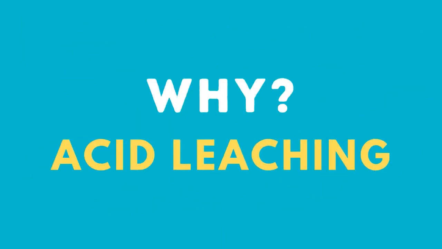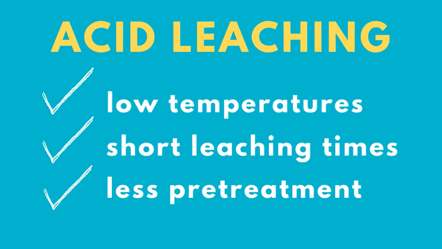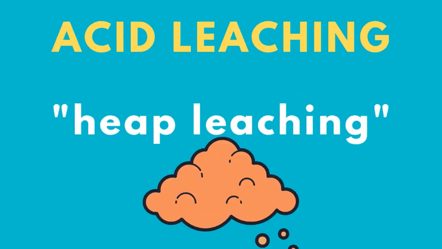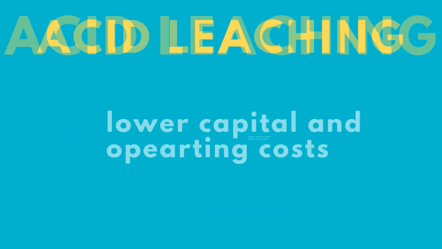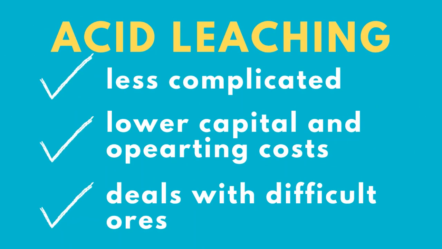So what makes acid leaching a viable choice? Well, acid leaching requires only low temperatures and short leaching times. It also requires less pretreatment because acid leaching can work even if the particles weren't crushed beforehand. Acid leaching is actually also called heap leaching because it can be done on large heaps of uranium ore. Hence, acid leaching would require fewer and less complicated equipment and would drive down capital and operating costs. It is also an effective method for dealing with difficult ores that cannot be leached by the alkaline method.